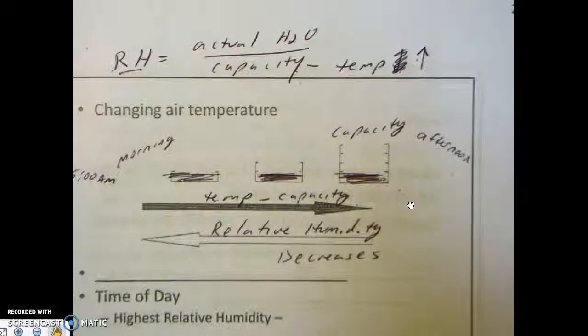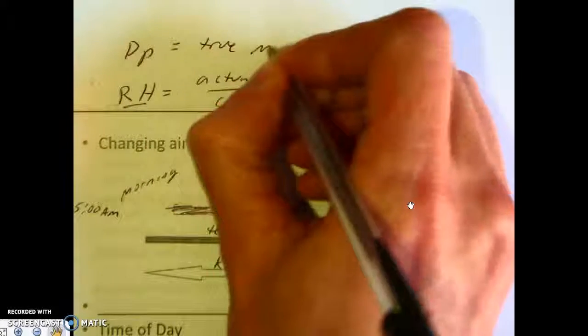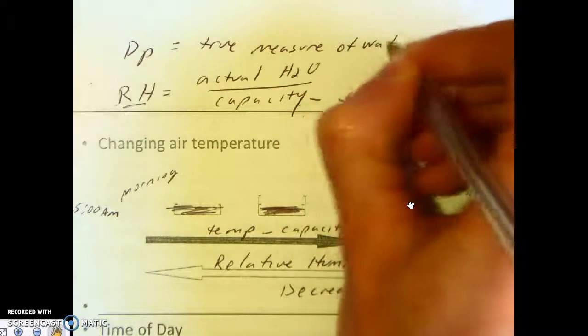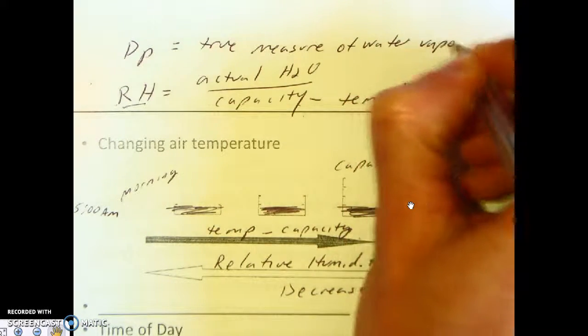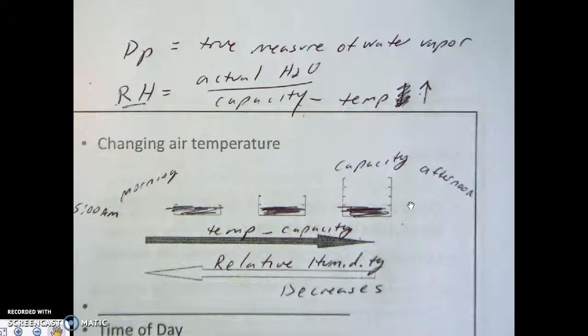A dew point measurement is not affected by temperature. A dew point measurement is a true measure of water, or water vapor. It's not going to be influenced by temperature. It's going to give you a precise amount of water.